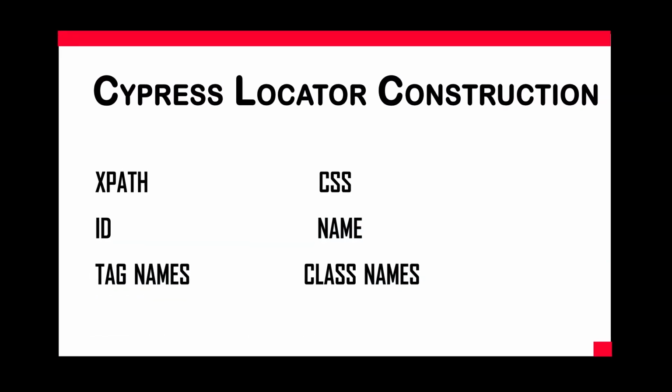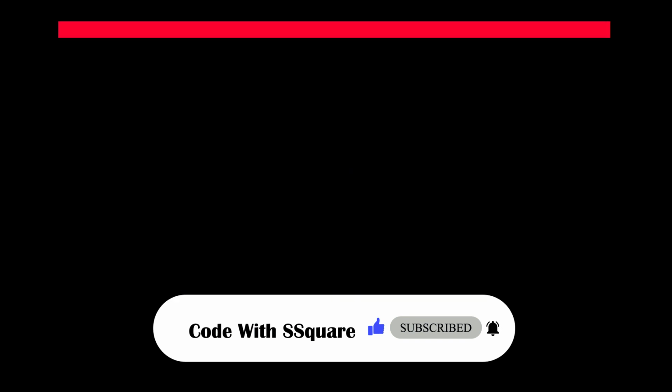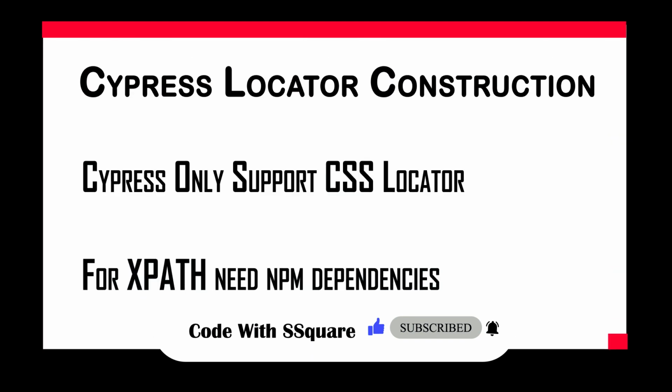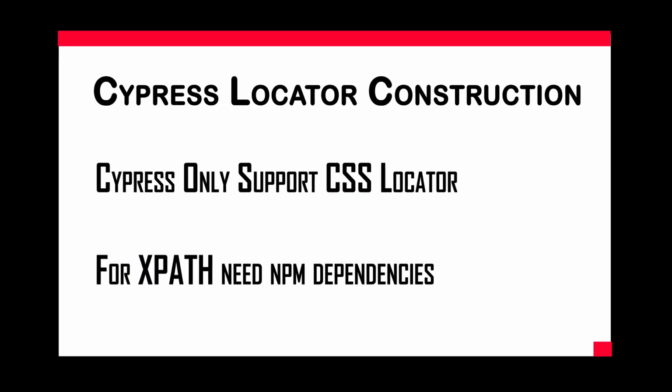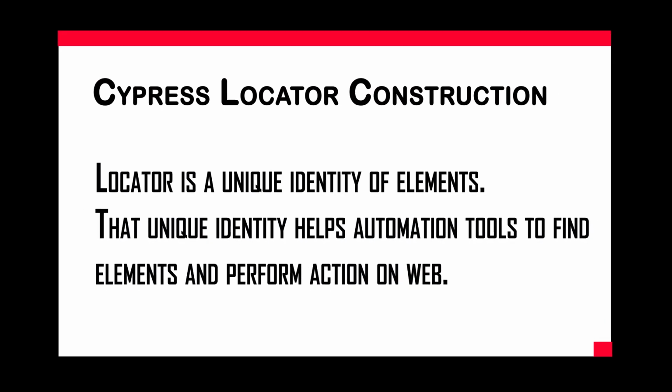For moving forward in writing test cases, first we need to understand how to identify an element on the page. Cypress locator construction. There are different locators like XPath, CSS, ID, name, tag names, class names. The first important thing is that Cypress only supports CSS locators. If you want to use XPath in Cypress, you need to use the Cypress XPath dependency. XPath we will discuss in upcoming sessions. First we understand what a locator is. A locator is a unique identity of an element. That unique identity helps automation tools to find elements and perform actions on the web.